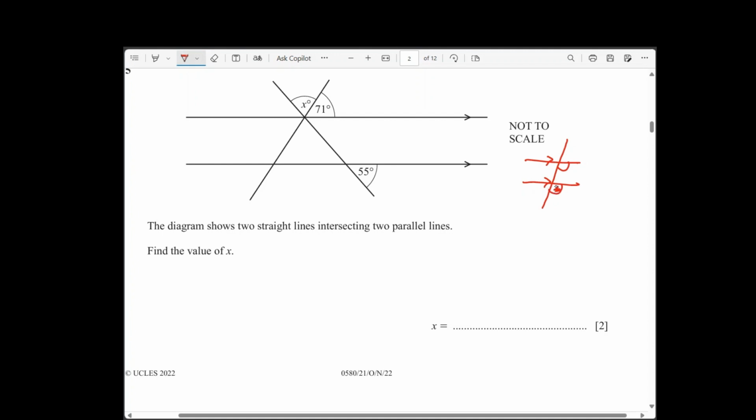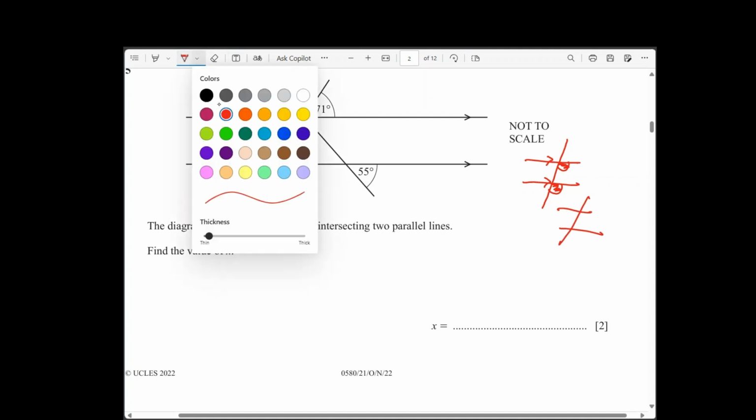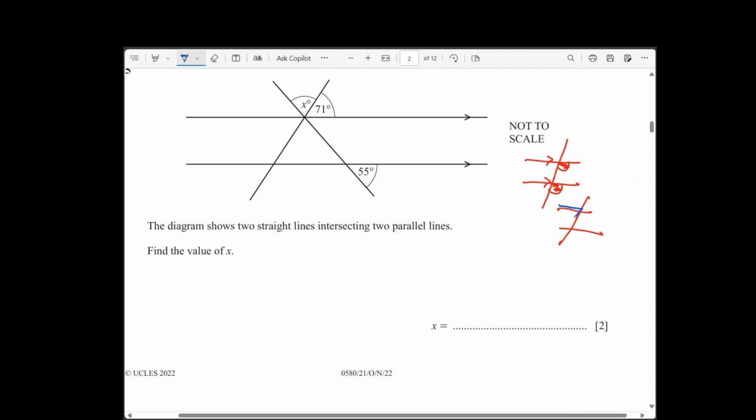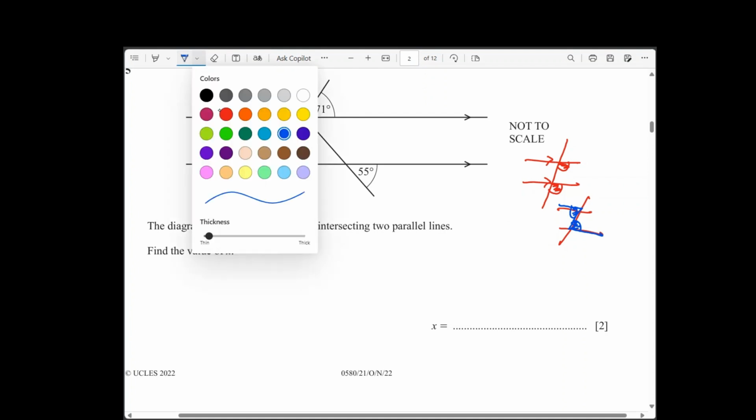If two parallel lines are cut by a transversal, one, a pair of corresponding angles are equal. So those angles under the F shape will be equal. Two, a pair of alternate angles are equal. Alternate angles will be angles under the Z shape, under the arms of the Z or the N shape. So those angles, that and that angle, we say they are alternate angles, not alternating, alternate angles.